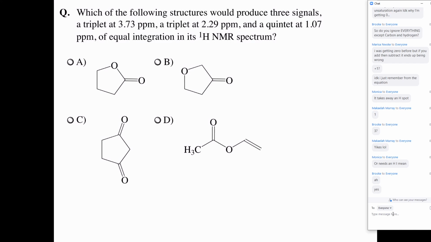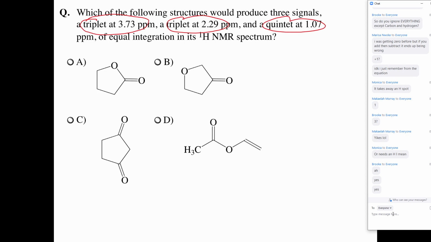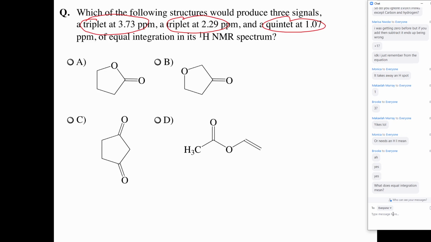Is this the same thing? Is this a triplet, high 3s, a triplet, low 2s, and a quintet around 1? And then of equal integration, meaning are they all 1, 1, 1 or 2, 2, 2 or whatever it is? Is this the same thing, but words instead of a picture? And instead of here's the information, what is the structure without multiple choice, is this working the other way around?